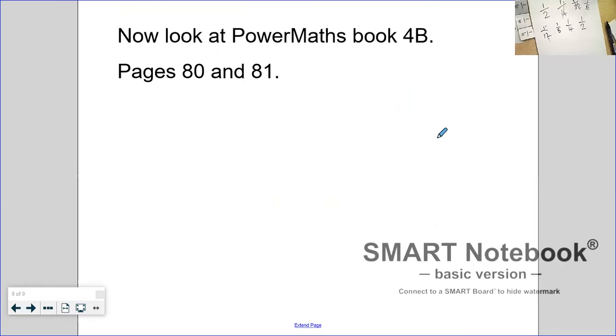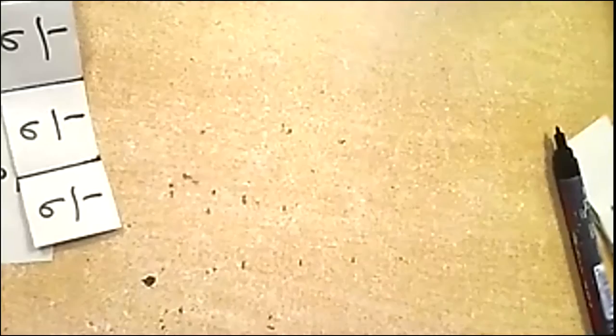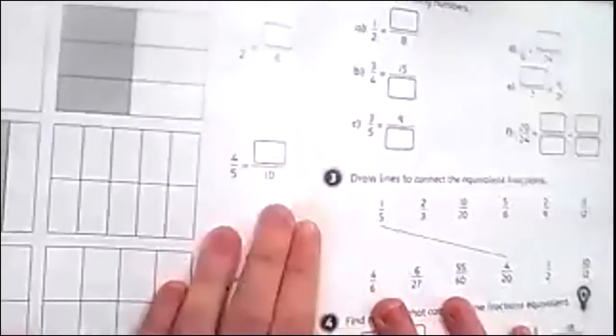Right, and now I want you to go into your Power Maths books, and we're looking at pages 80 and 81. So I'm going to stop my screen share. I'm going to open up my Power Maths book at page 80 and 81. Perfect. Here we are. So we are on equivalent fractions 2.